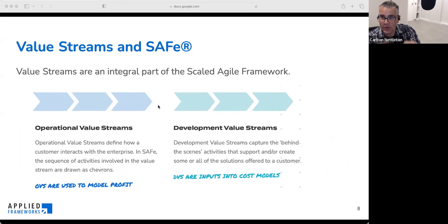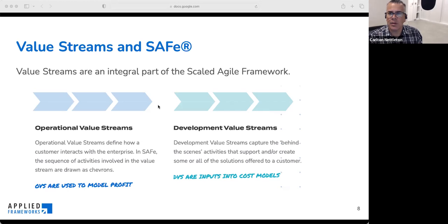Now that everyone's had a chance to say hello to Luke, but also take a look at the slide: for me, an operational value stream is the sequence of activities a business needs to take in order to deliver a solution to the customer. And a development value stream is the sequence of activities that product development teams use to design, build, and support a solution that's used by operational value streams. So we have two categories of value streams: operational value streams and development value streams.